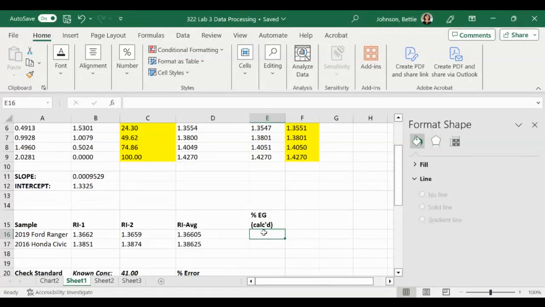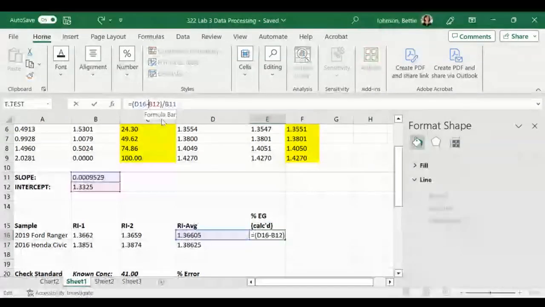So if y equals mx plus b, and we want to calculate x, x is going to be equal to the y value, the measured refractive index, minus the y-intercept, and then divided by the slope. So we've rearranged the formula for the line to solve for an unknown x value. And there we have it. We have the concentration now of the ethylene glycol in the engine coolant for the first vehicle.